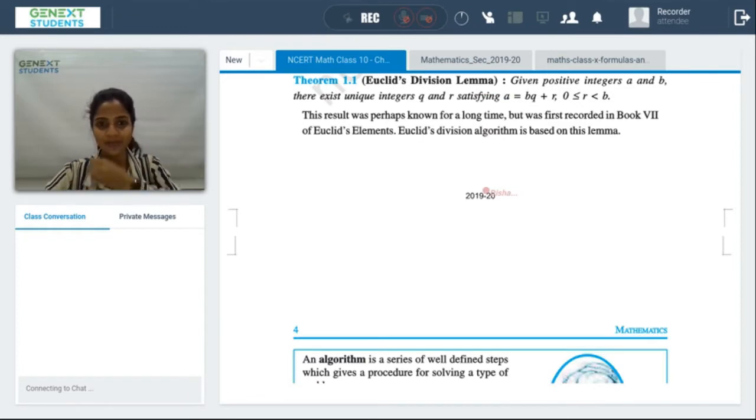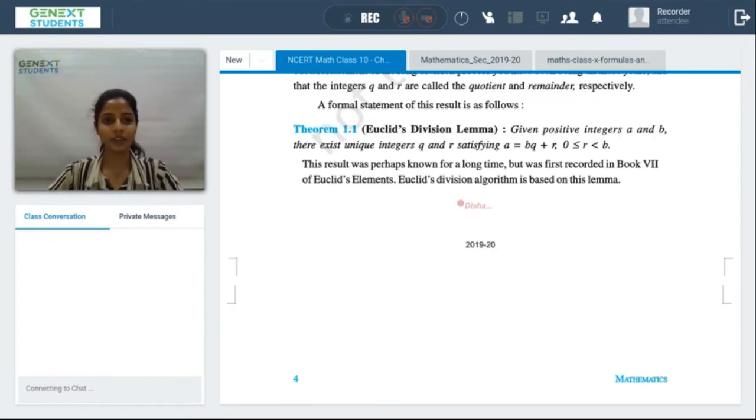All right. So, first of all, we have Euclid's division lemma. We've studied this, right? What does this lemma say? A equals B Q plus R. You've studied this thing, right? We have studied this for a long time, like dividend equals divisor into quotient plus remainder, correct?